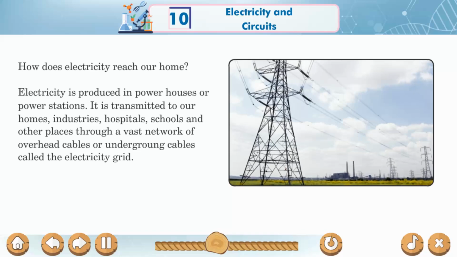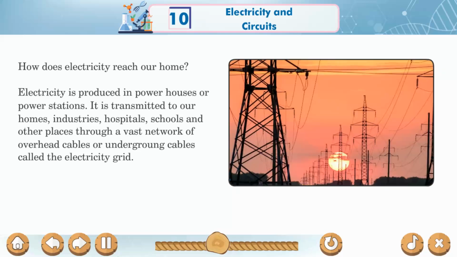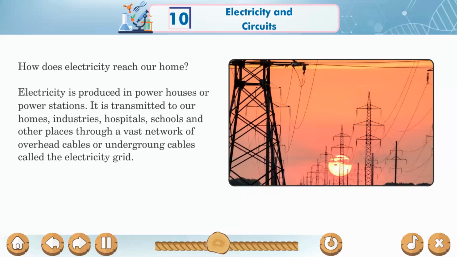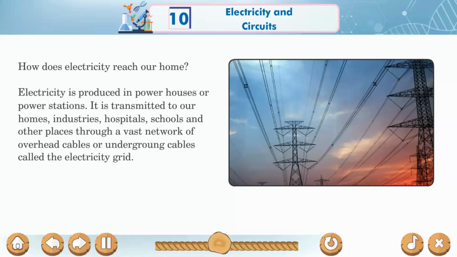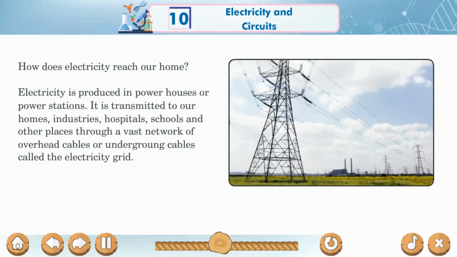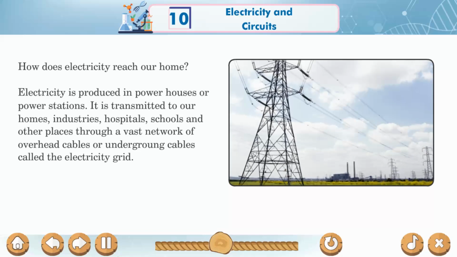Electricity is produced in powerhouses or power stations. It is transmitted to our homes, industries, hospitals, schools and other places through a vast network of overhead cables or underground cables called the electricity grid.